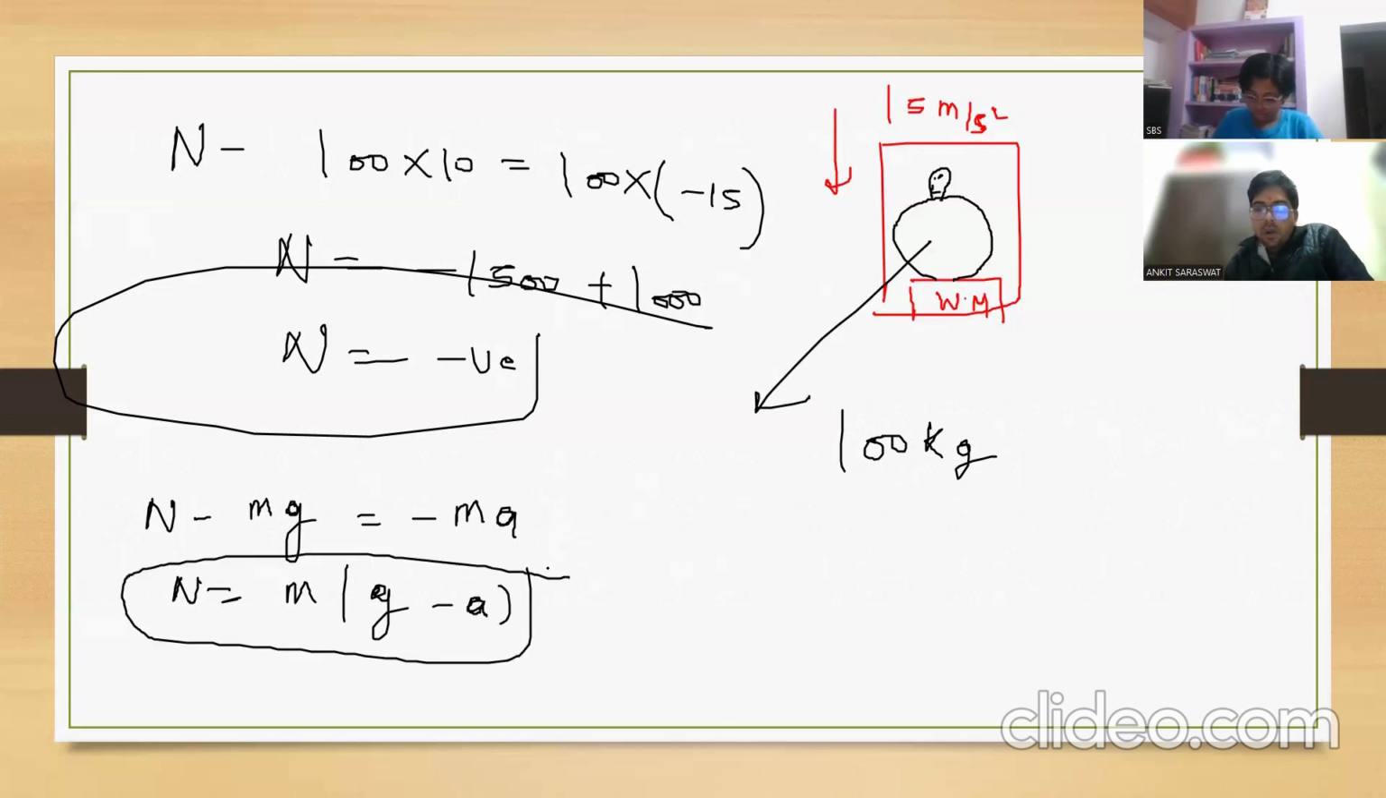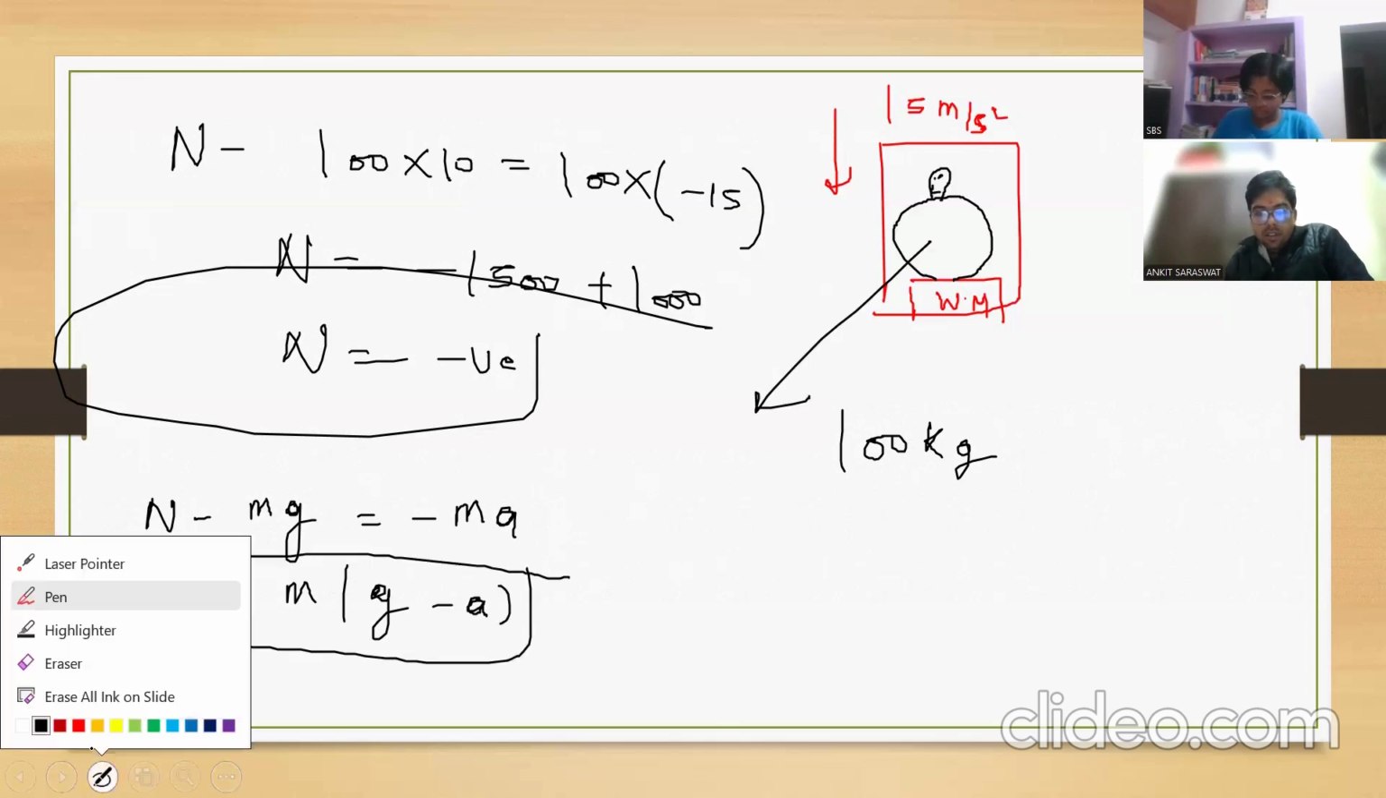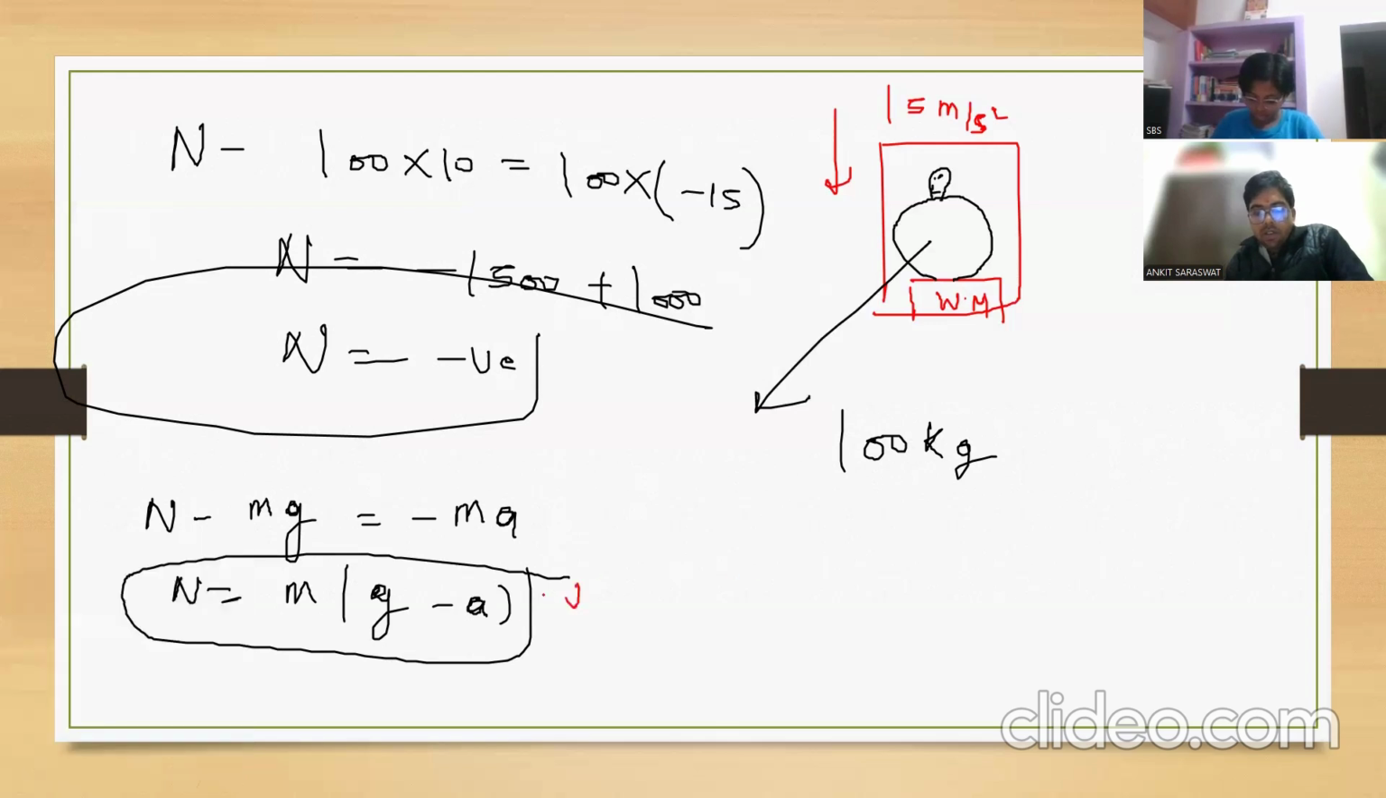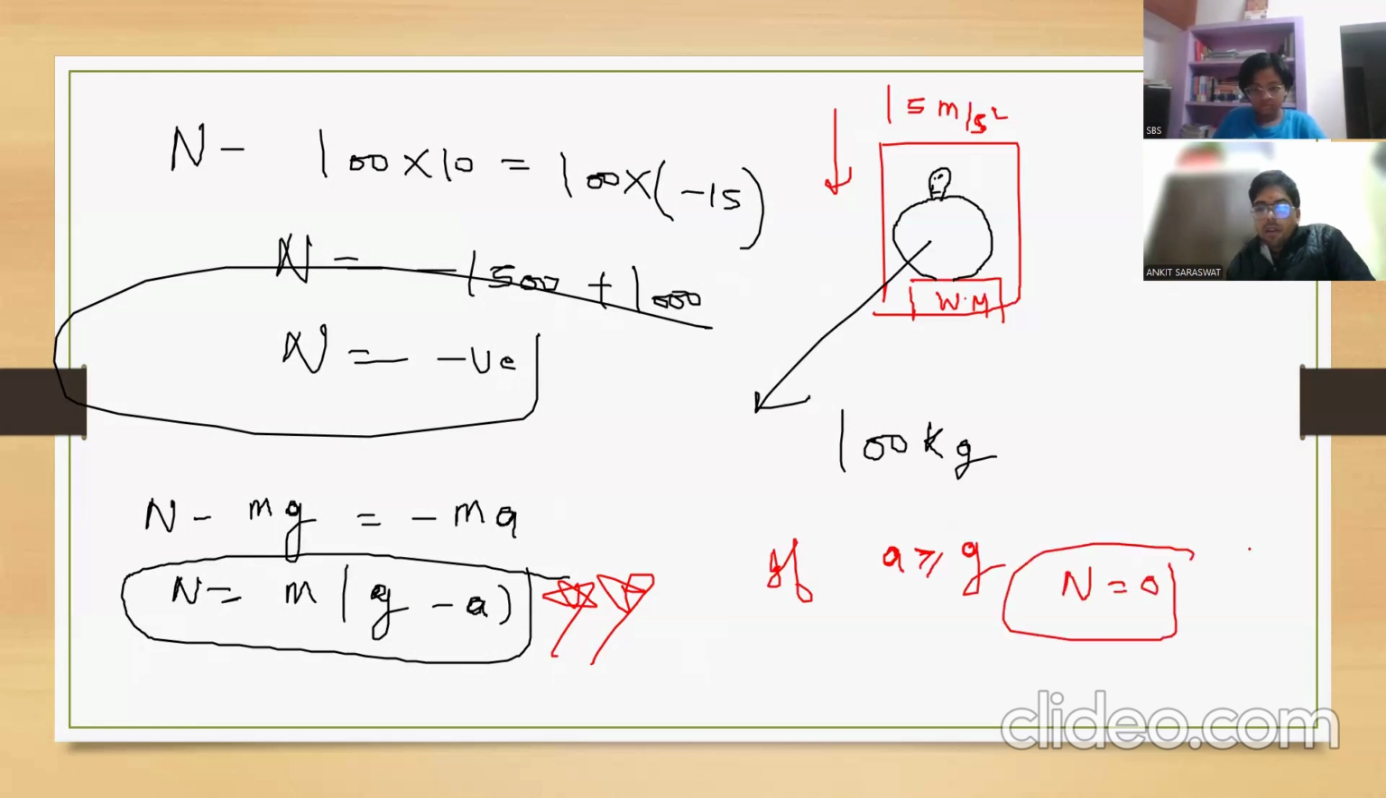In this case, in the third case, this is the equation. If a is greater than or equal to g, then normal is zero. Reading is zero. There is no reading. Simple. Clear? Third case, we found this equation. Clear? Yes, sir.